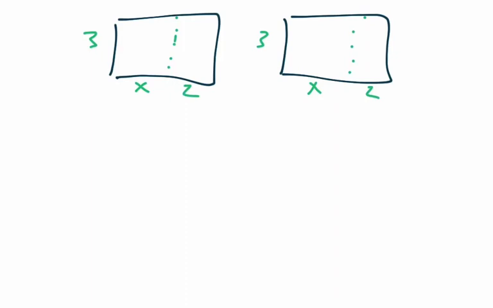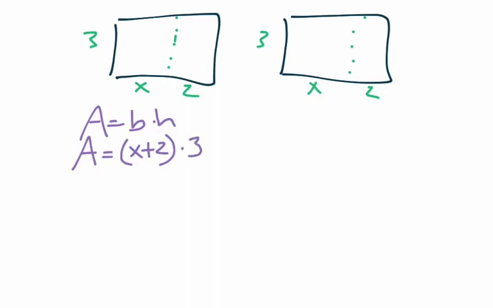So for the rectangle on the right, the area is equal to the base times the height. This time, the base is x plus 2. We actually can't add them together. We cannot simplify that, x plus 2. I don't know what x is, so it's just x plus 2 times the height, which is 3.